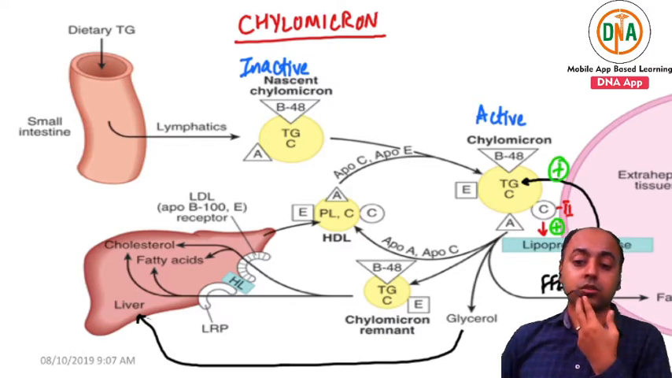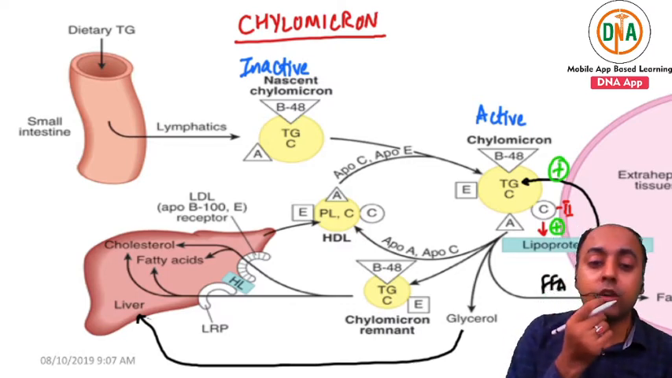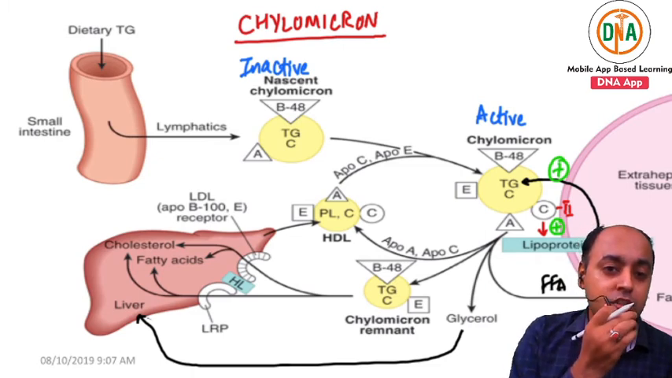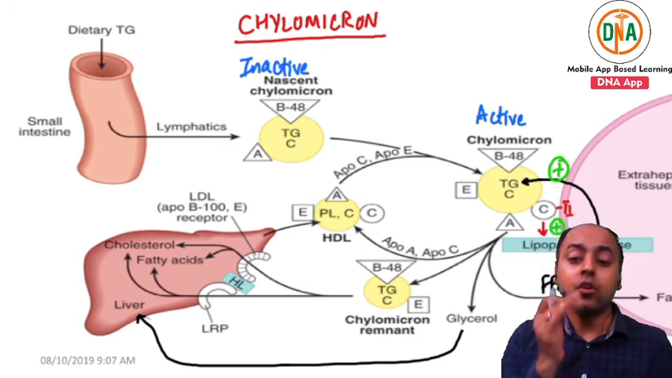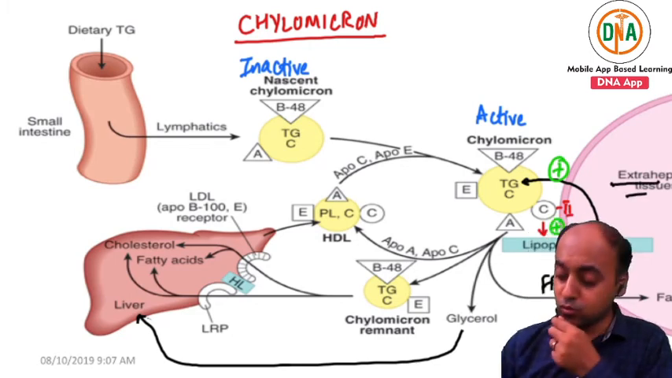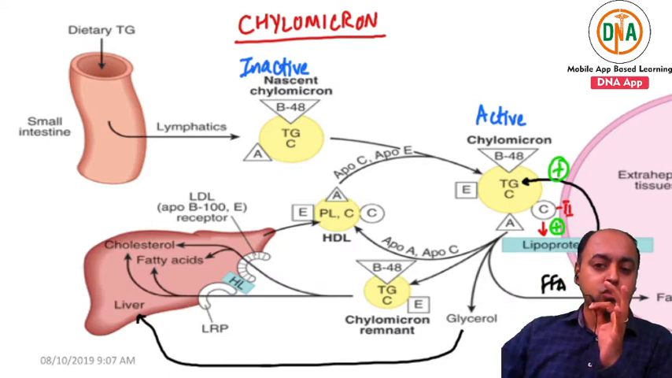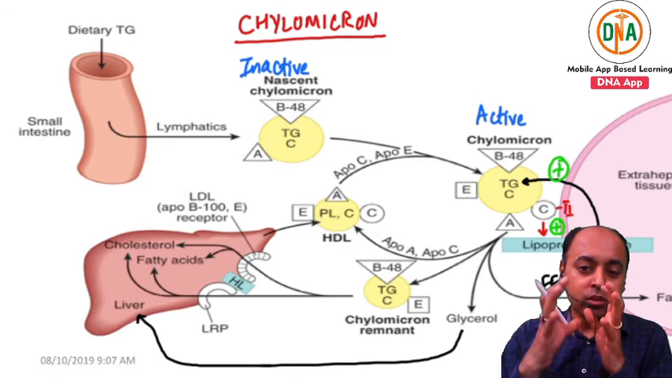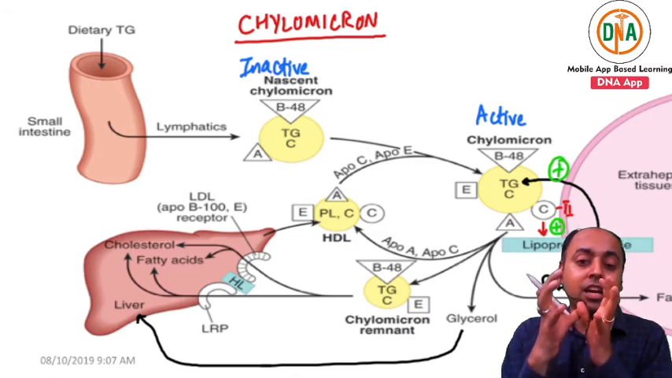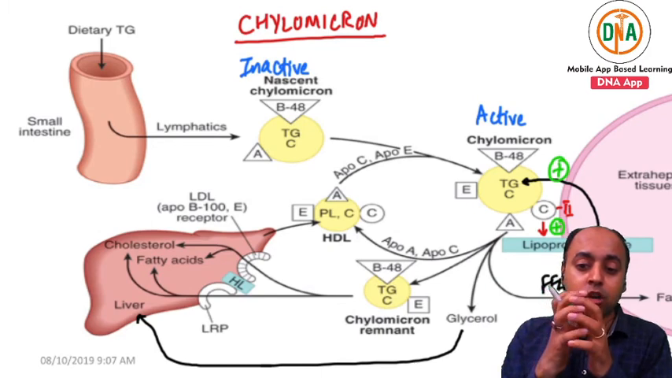Alright, so the primary role of the chylomicron, you can see, is taking the dietary triacylglycerol and delivering it to where? The extrahepatic tissue. Now once most of the triacylglycerol is delivered to the extrahepatic tissue, this spherical structure, the chylomicron, has less content, so the sphere will become smaller.